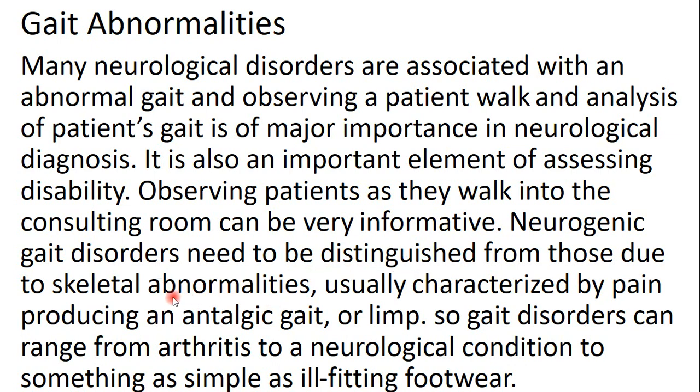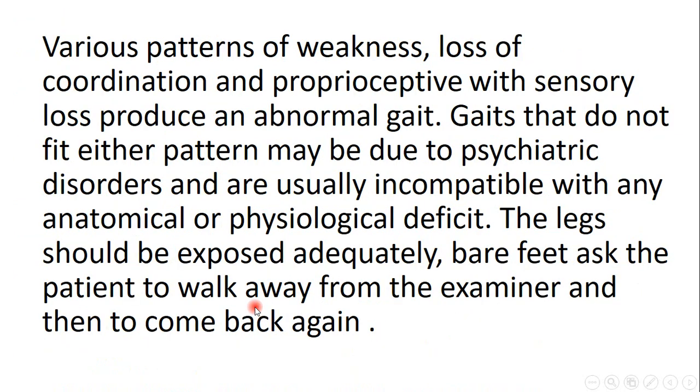يعني احنا مرات نشوف gait abnormalities بس هو مو due to neurogenic، احتمال عنده skeletal abnormalities مثلا arthritis or joint problem. And usually in those patients with joint problem they will have pain and limping during movement، نسميه antalgic gait. So gait disorders can range from arthritis to neurological conditions, and sometimes even as simple as ill-fitting shoes may produce an abnormal gait. Various patterns of weakness, loss of coordination, and proprioceptive sensory loss produce an abnormal gait.